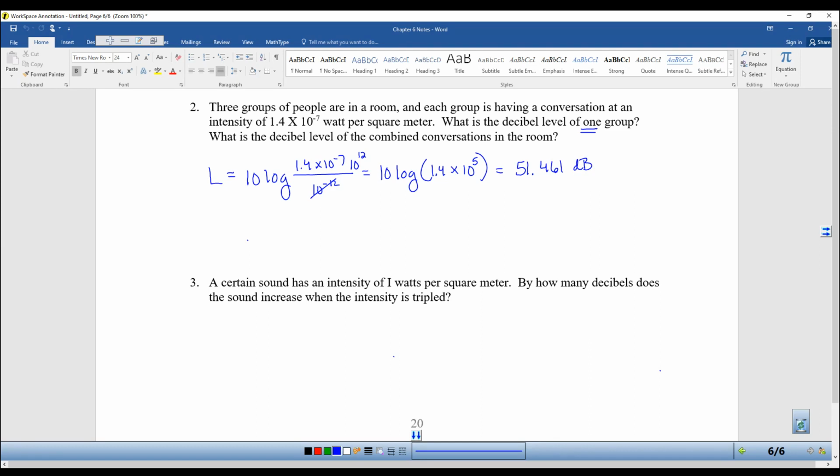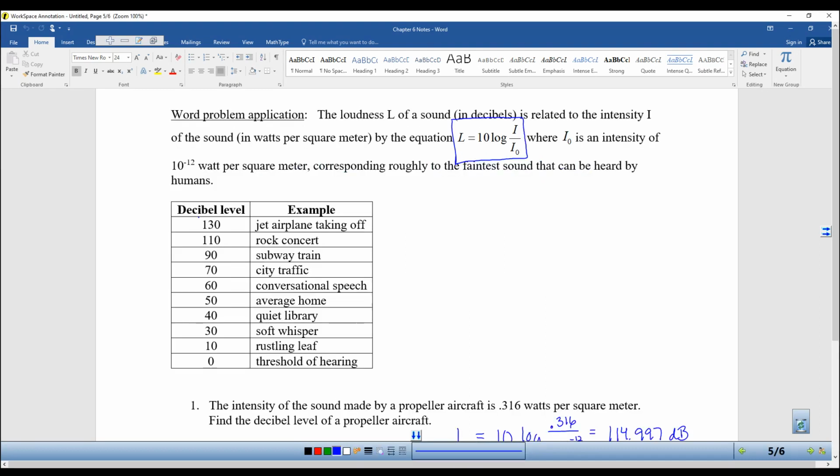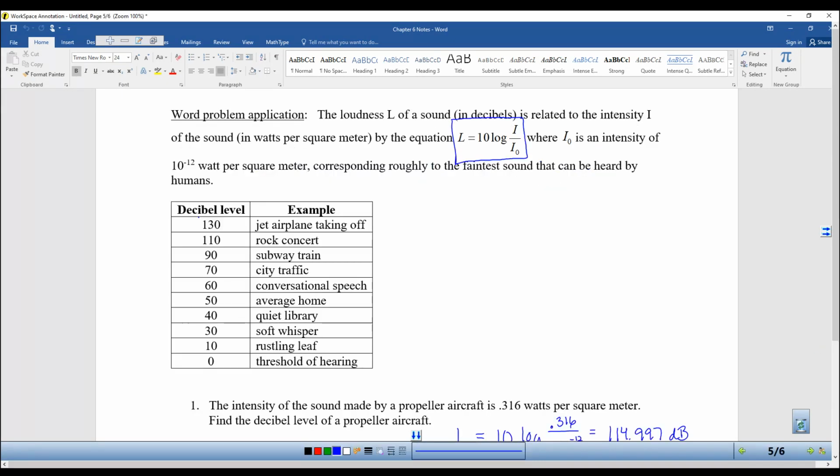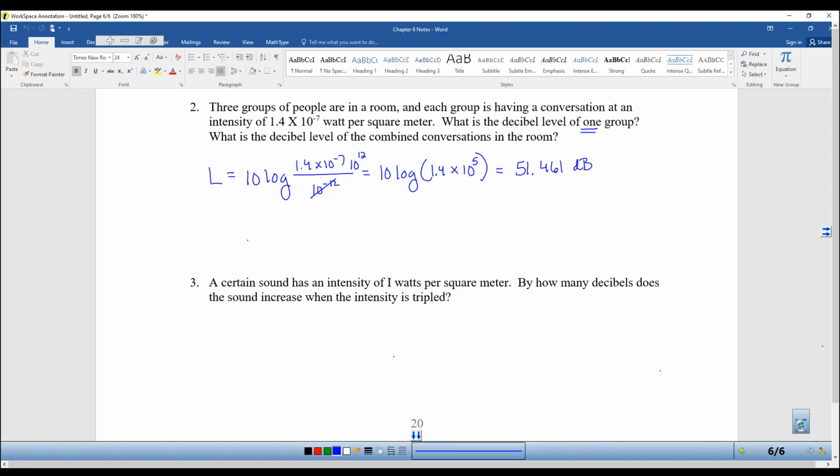So the question is, what do you think will be the decibel level once there's 3 conversations in the room? So this is 51 decibels for one conversation, which makes sense. It's an average home. There's a conversation going on. But if there's 3 conversations going on, will the decibel level be 3 times that? Will it be 150? Of course not. It's not going to be greater than a jet airplane going off. And that's the difference between intensity and decibel levels.